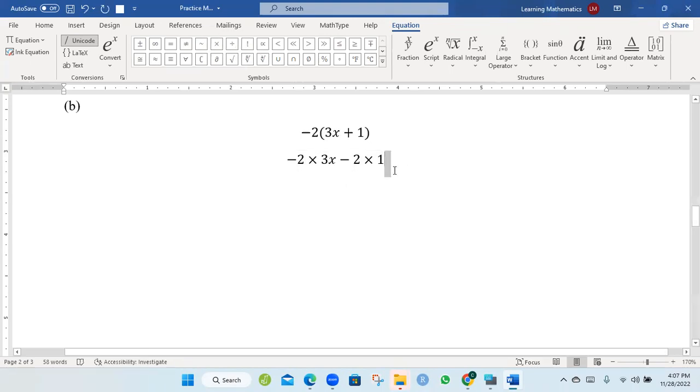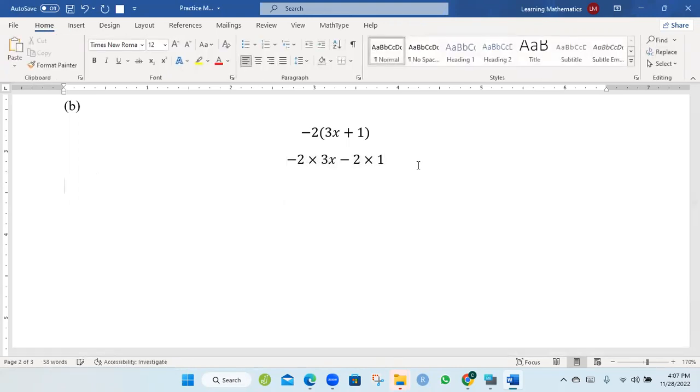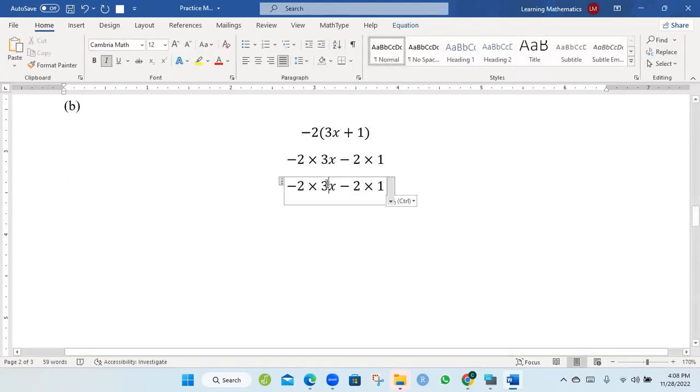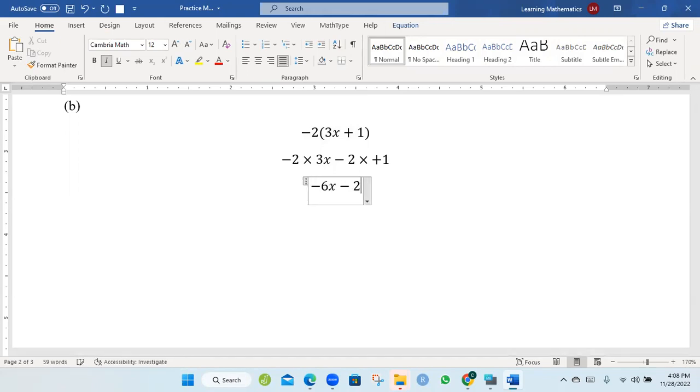A negative times a positive is a negative. So -2 times 3 is -6. So we have -6x. And -2 times a positive 1. Okay, remember that's a positive 1. It will be positive there. I didn't carry down the positive, but you can carry it down. So -2 times a positive 1 is a -2. Let's do C now.